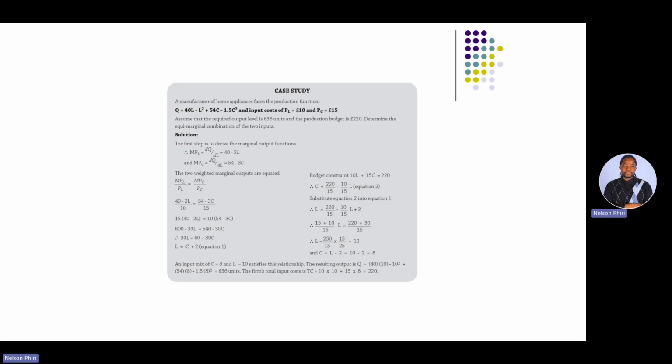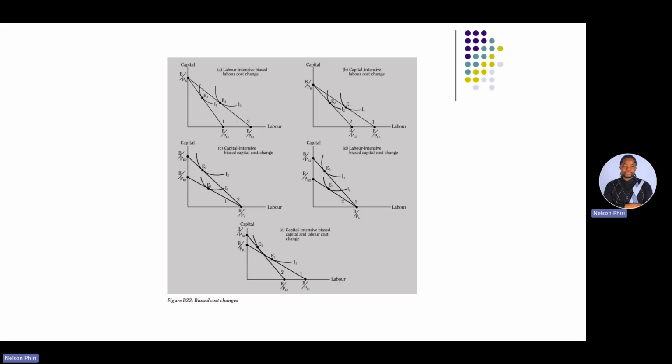So the firm's total cost as well, if you substitute the input prices there, you discover that the total cost is indeed 220. A nice analysis there. We use partial derivatives and use the budget constraint to find the relationship, the number of units of capital and labor we need to produce. So a nice concept which borrows from the concepts that we've done earlier in our section.